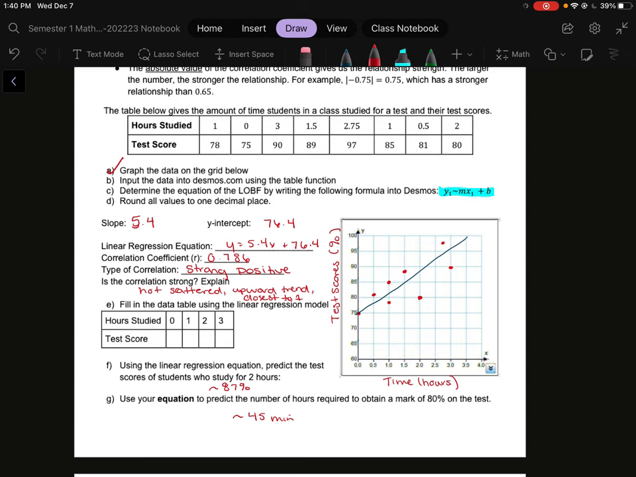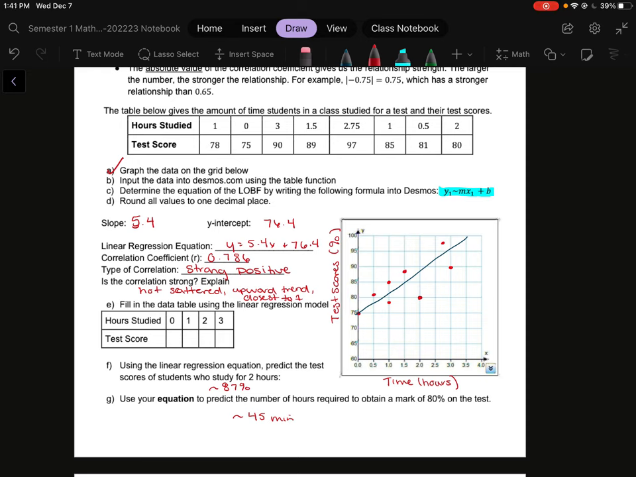We're literally just putting it in the formula y = mx + b. Our slope is our m, so it's 5.4x. And our y-intercept is always our b, which is 76.4. The correlation coefficient, which is our r, it will say on there, is 0.786. We can determine that this is a positive number, so this is a strong positive relationship.